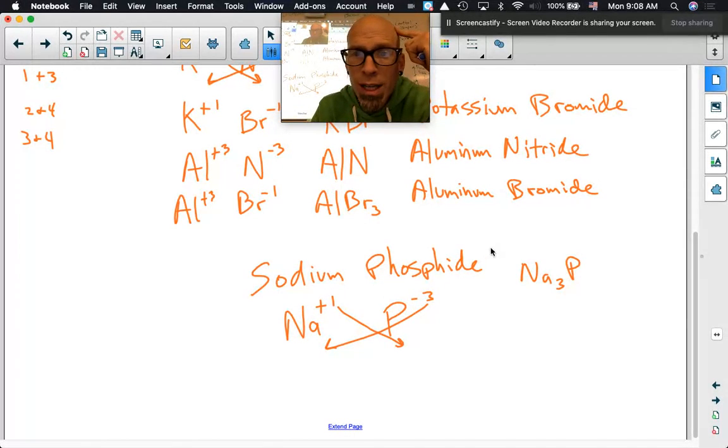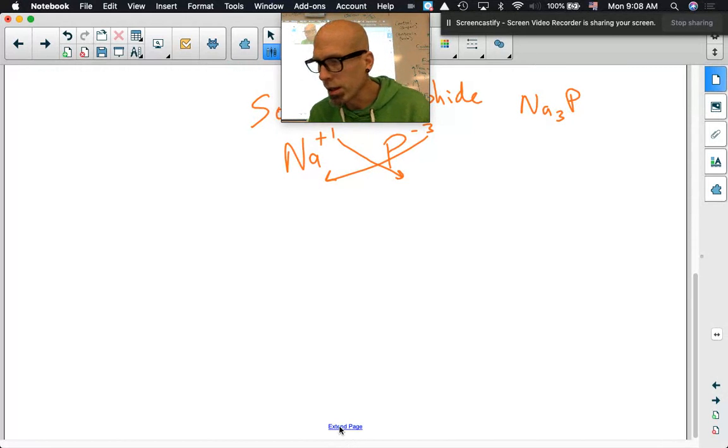So only by looking at the name, we can figure out what the formula has to be, because we have to look at the oxidation numbers. You have to know the oxidation numbers, or you can't know how they're going to balance out the charge and make neutral. Okay, last one, finally.